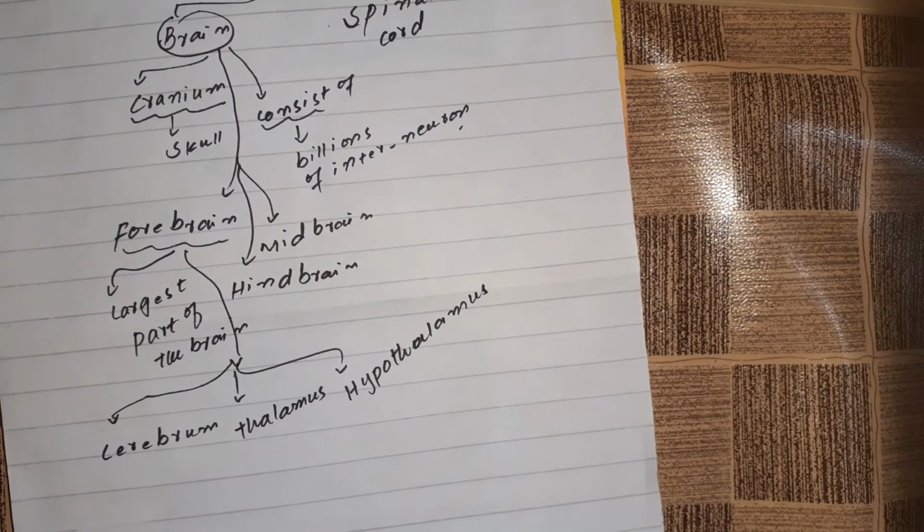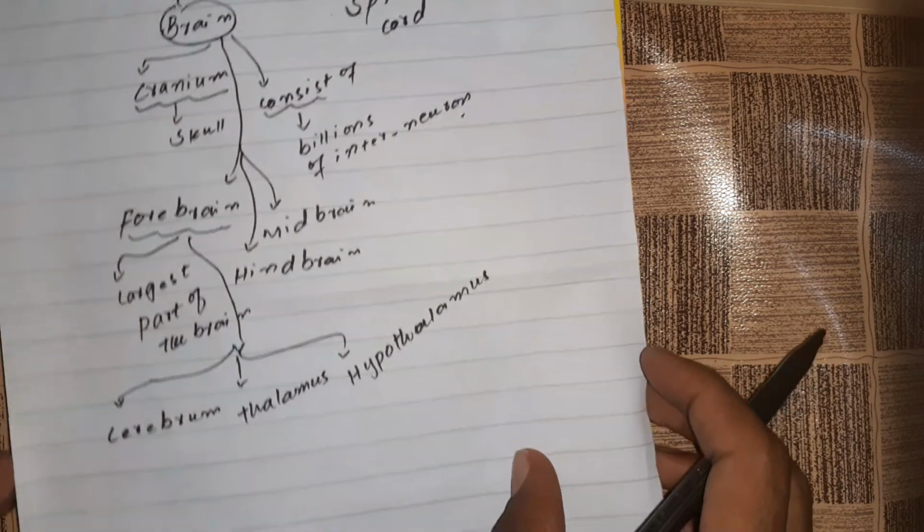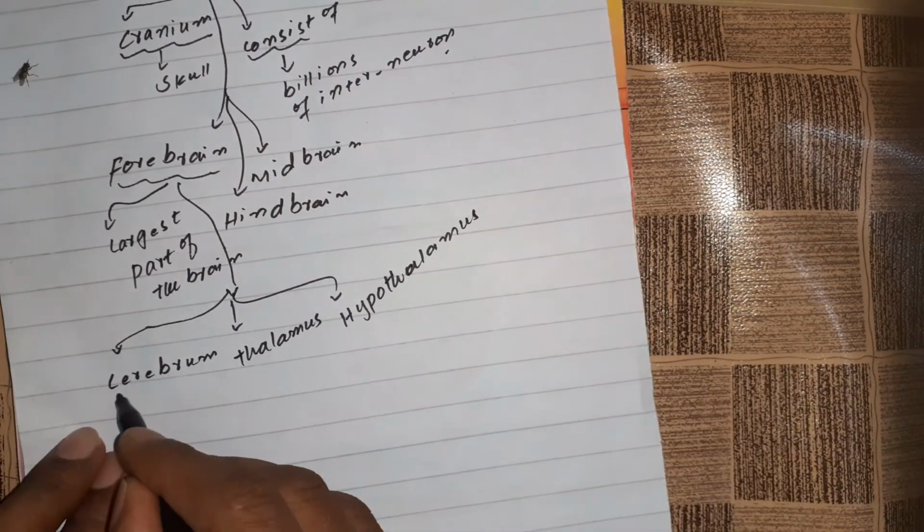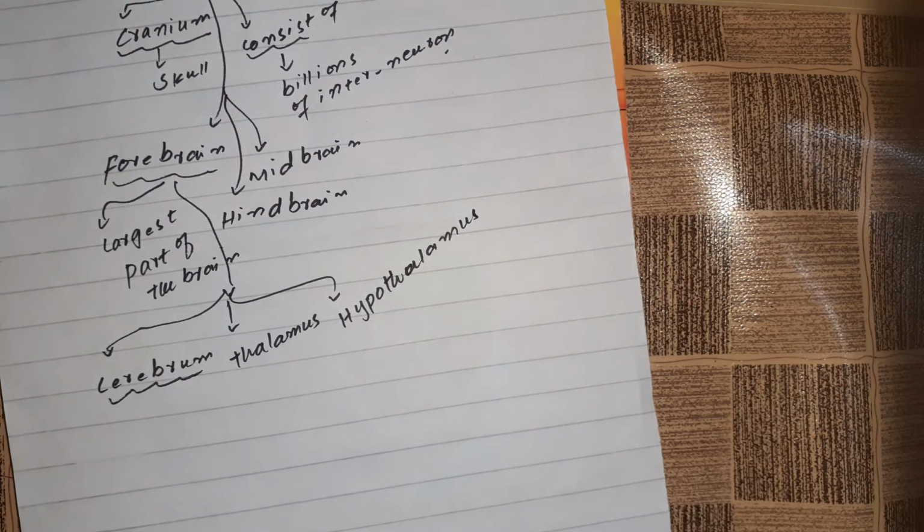Let's see. Cerebrum is the topmost. We'll discuss the cerebrum. Cerebrum is the topmost and the largest part of the brain.